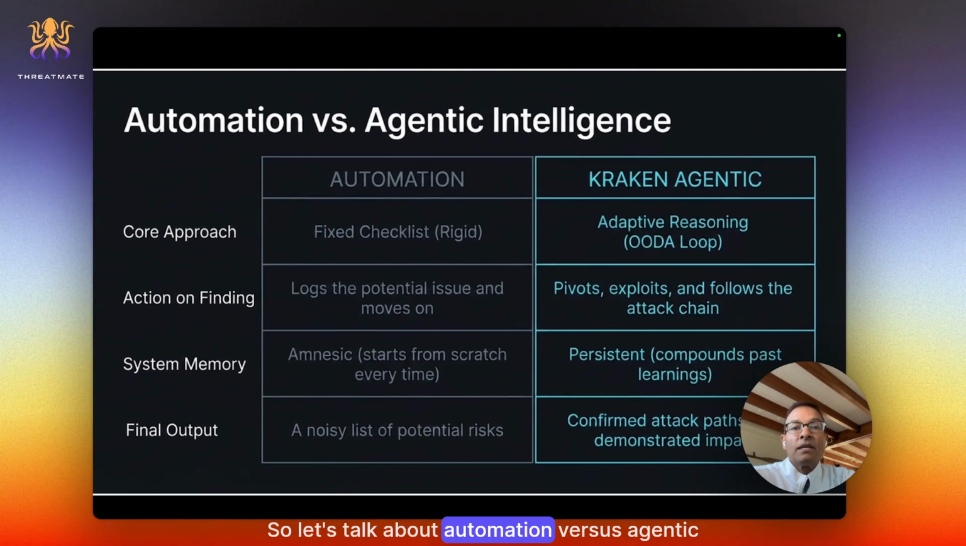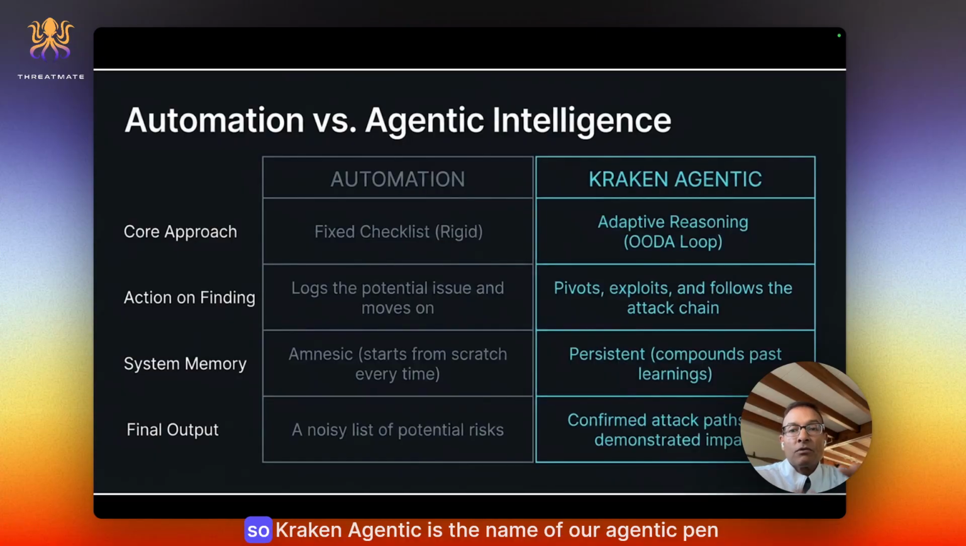So let's talk about automation versus agentic intelligence. So Kraken Agentic is the name of our agentic pen test that we're going to release for you to try for free. But, as a core approach, typically your automated pen test uses a fixed checklist, whereas agentic uses adaptive reasoning. Instead of acting on the finding, basically automation says, I found an issue, and then repeats the same script over and over on different machines. With agentic, we're able to find an exploitable vulnerability, pivot, exploit, and chain attacks.